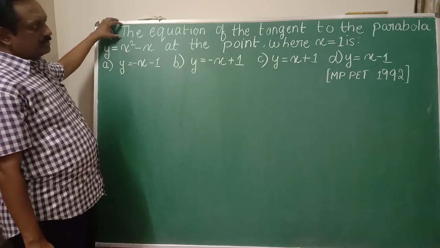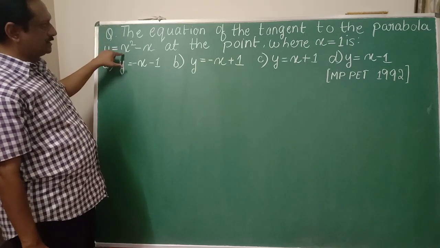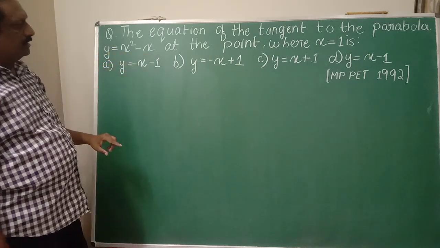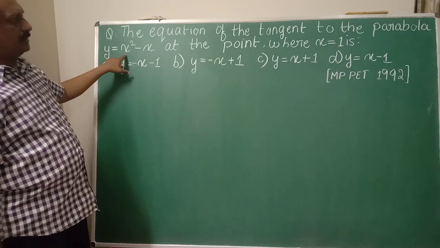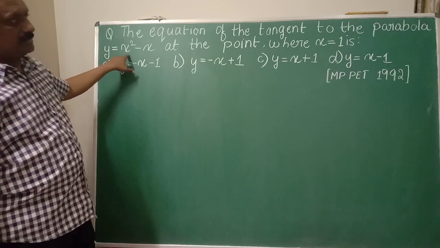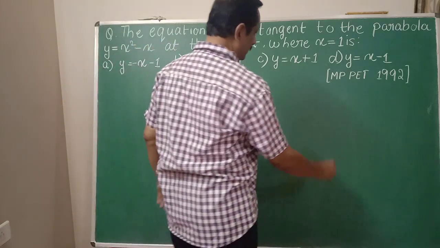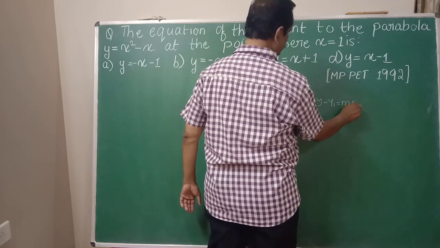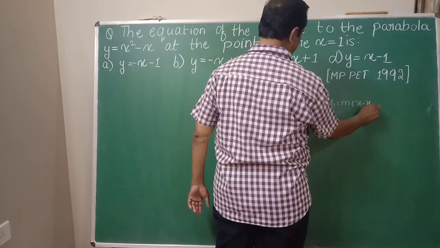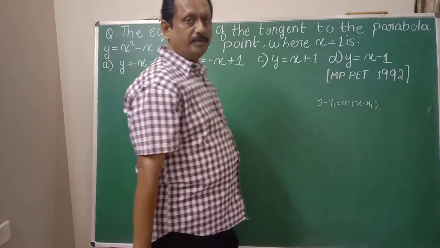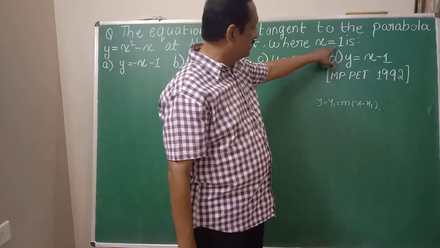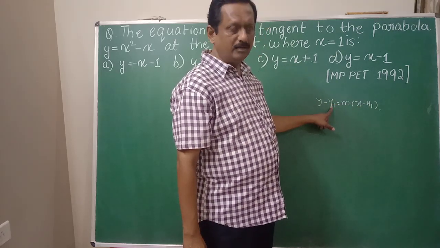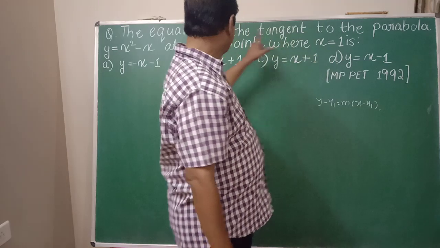The equation of tangent to the parabola y is equal to x square minus x at the point where x is equal to 1 is. Four options are there. Here again it is the equation of a parabola. You find the equation of the tangent at x equal to 1, because you know the formula: y minus y1 is equal to m into bracket x minus x1. This is the equation of a tangent. Here you know only the x value, that is x1 equal to 1. You don't know y1. Therefore substitute x equal to 1 in the given parabola.